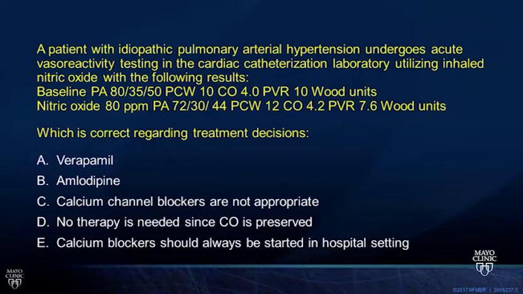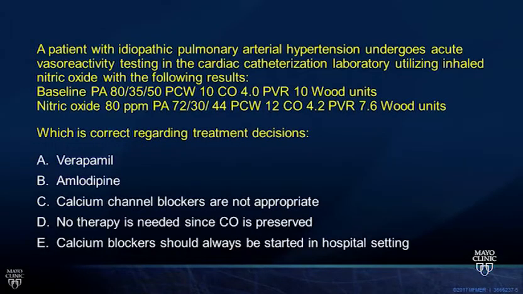So her baseline PA is, the first one is the systolic of 80, the second one is the diastolic of 35, and the mean is the last number, so that's 50 millimeters of mercury. Her wedge pressure is 10, cardiac output is 4, so that gives her a pulmonary vascular resistance of 4 Wood units. With nitric oxide, her PA mean pressure dropped to 44, her wedge pressure was 12, her cardiac output was 4.2, and her pulmonary vascular resistance was 7.6 Wood units.